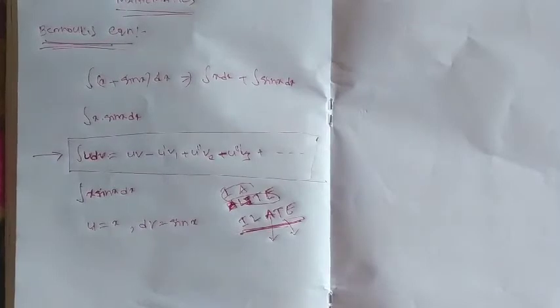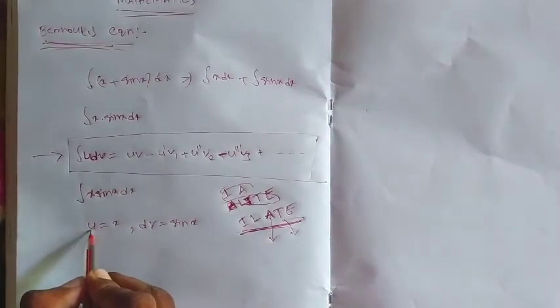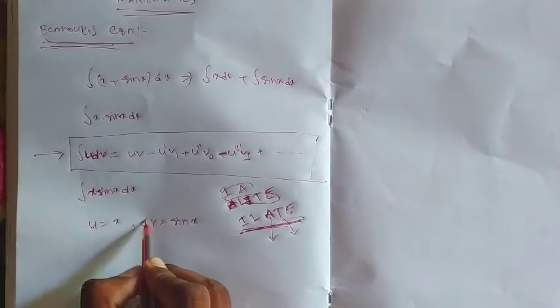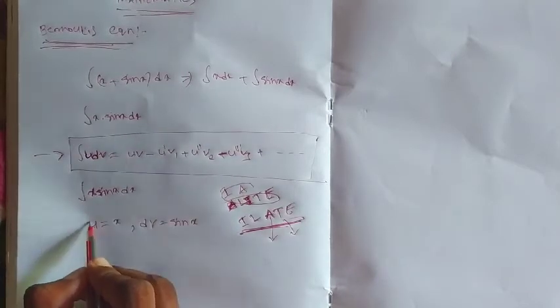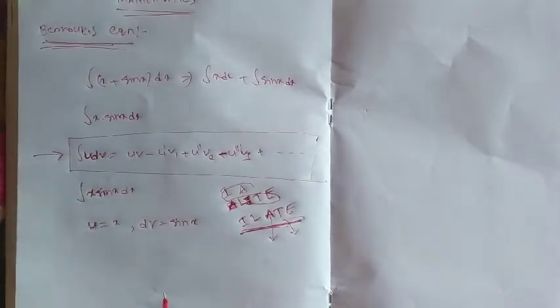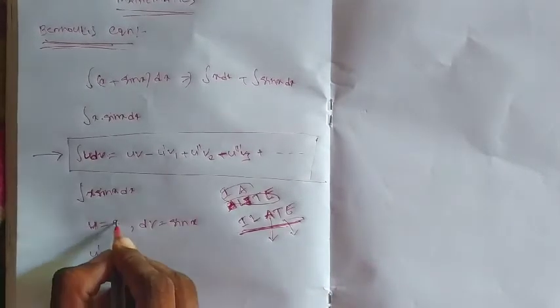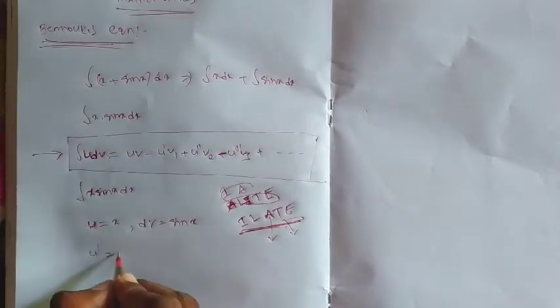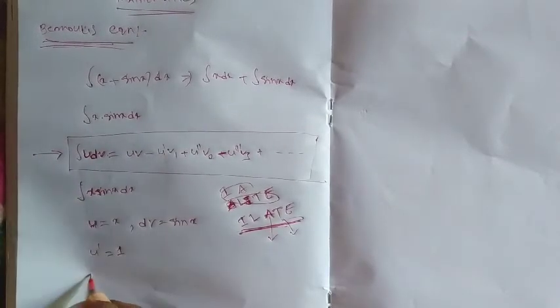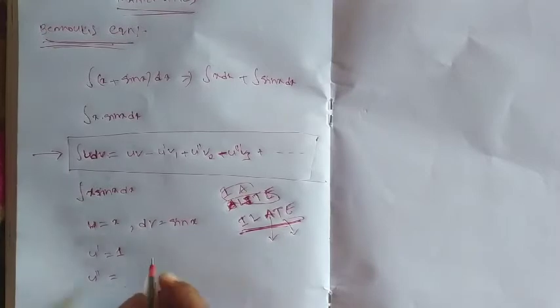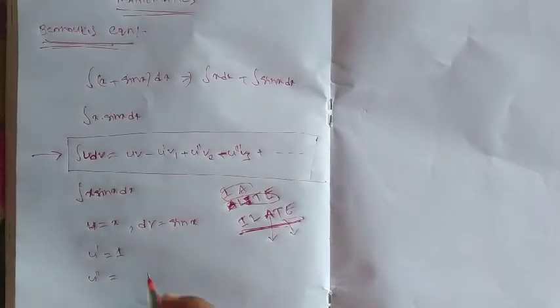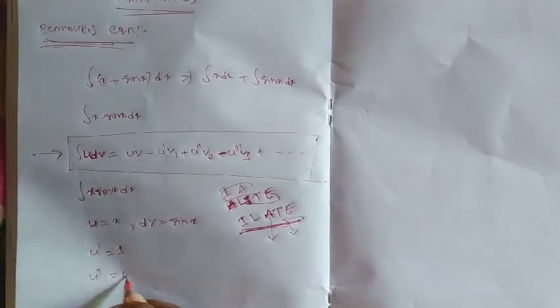We have to differentiate this u and integrate this dv. We differentiate u until it gets to 0. So what is u dash here? U dash is the differentiation of x, which is 1. And u double dash: we differentiate again, and the differentiation of 1 is 0.